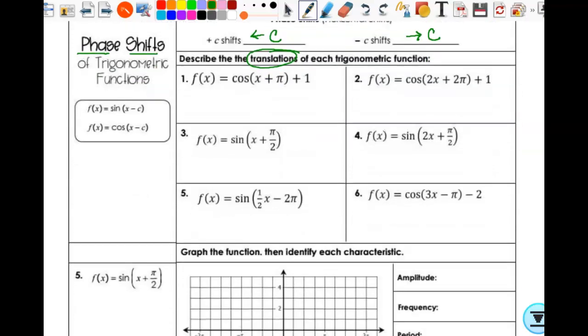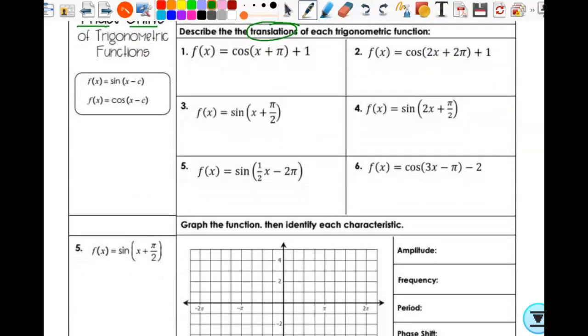Okay. So here, my B is 1, so there's nothing to factor out. So I can just look at this and see that this means I go which way? Left. I'm going to go left pi, and then I'm going to go up 1. Right?